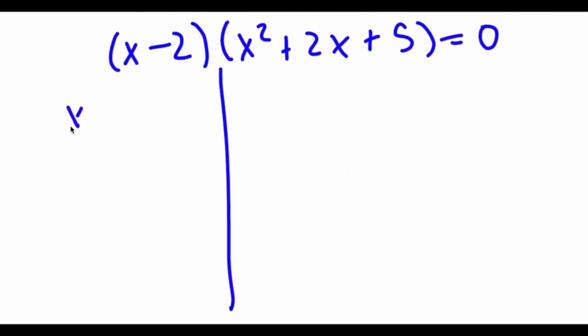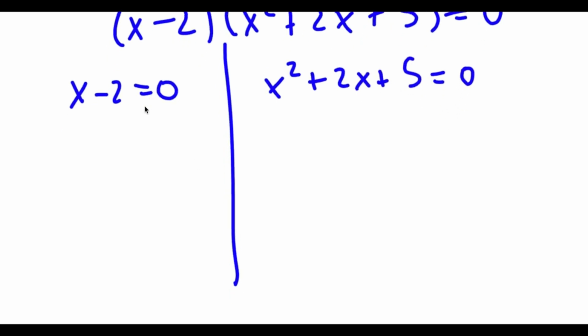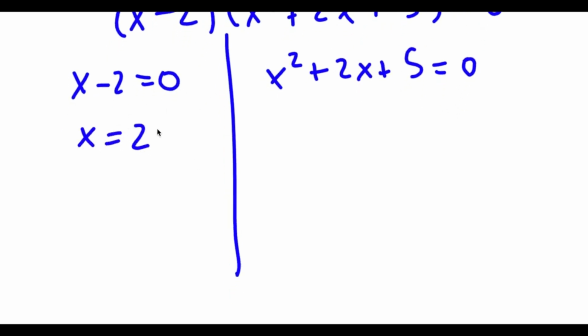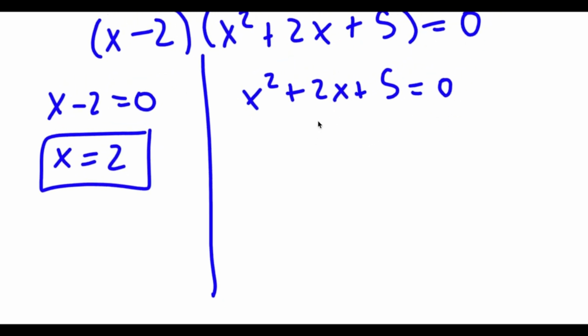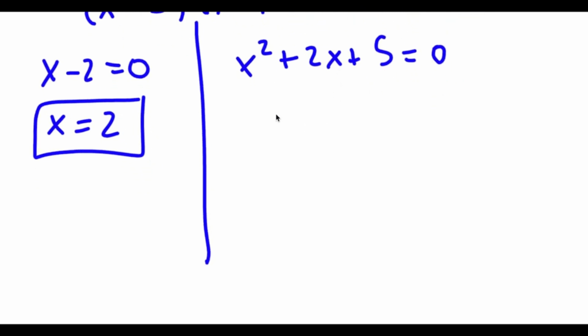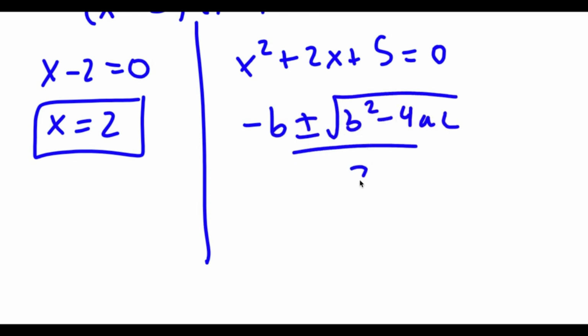So now to solve this, I have two equations. I get x minus 2 is equal to 0 and x squared plus 2x plus 5 is equal to 0. So for x minus 2 equals 0, x is obviously equal to 2, so this is one solution. And for x squared plus 2x plus 5 equals 0, I can use the quadratic formula, which is negative b plus or minus the square root of b squared minus 4ac all over 2a.